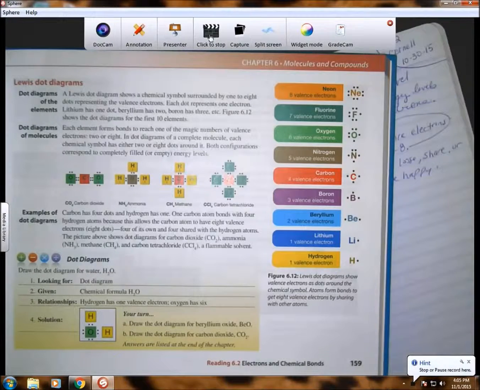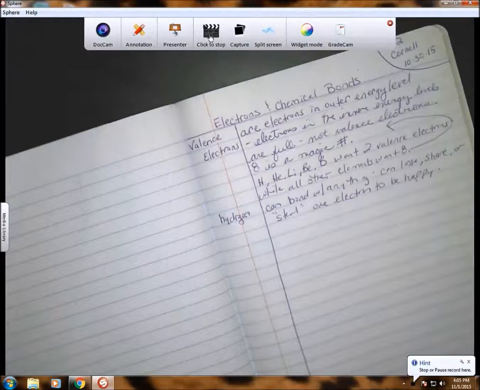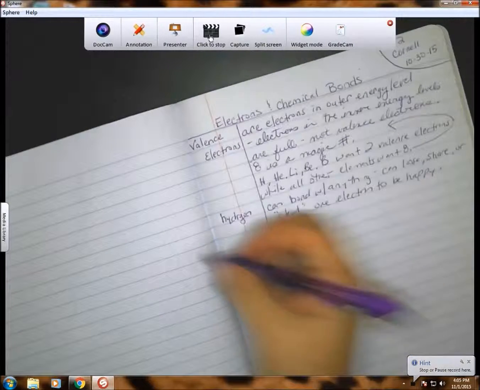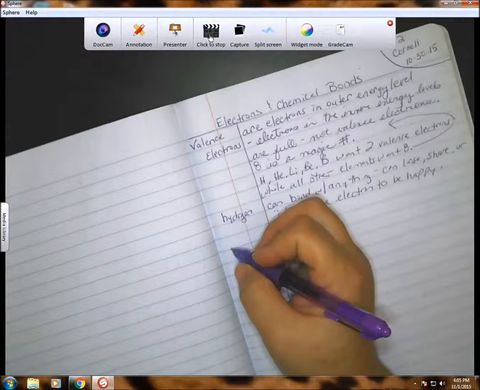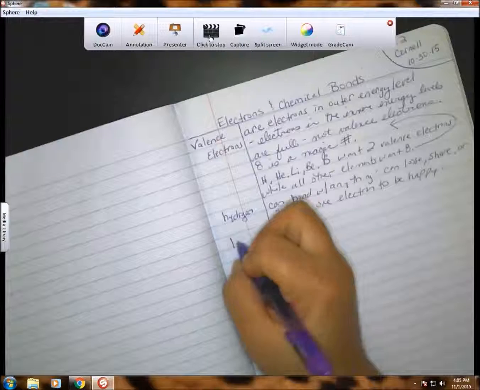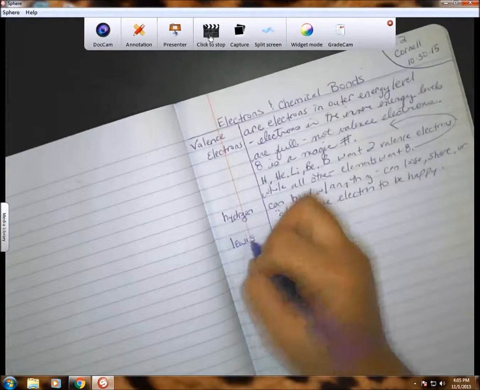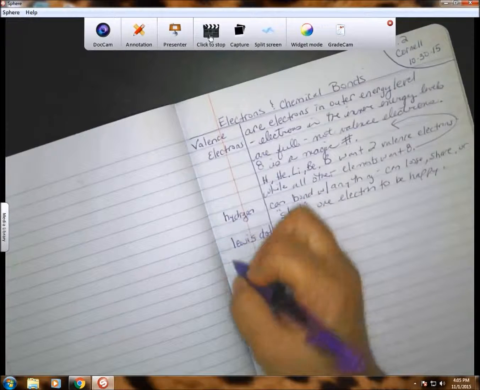But before we start doing this, I think it's time for notes. Move my book out of the way, and I'm going to make my keyword. What do you think it should be? Yeah, I think it should be Lewis dot diagrams.